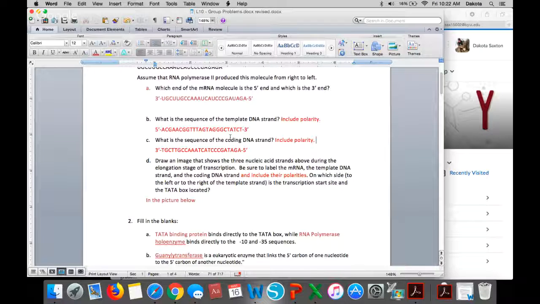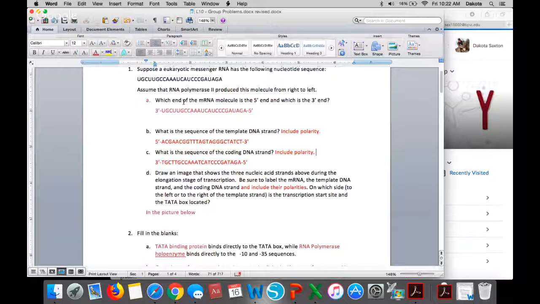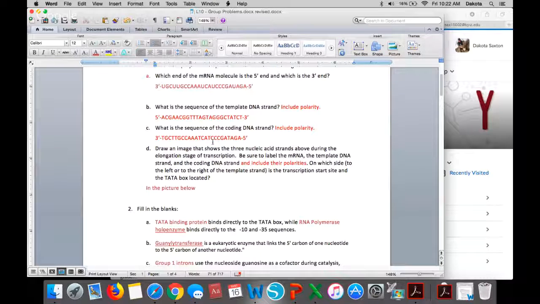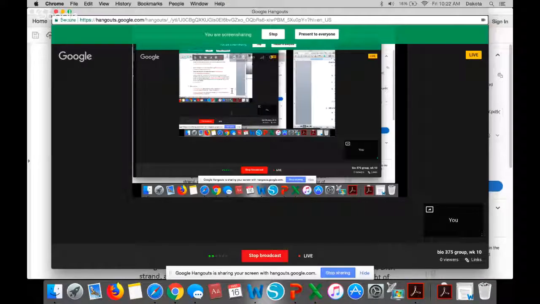The sequence of the coding strand is the same as the mRNA, except where there's a U, you have a T. So T's equal U's, and everything else would be the exact same. So A to A.